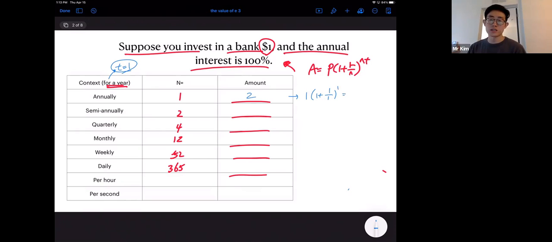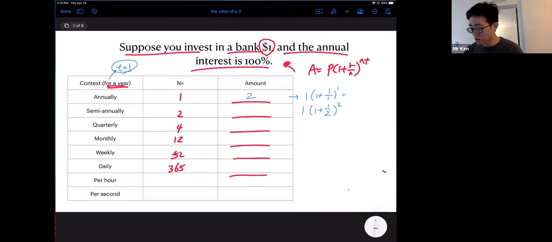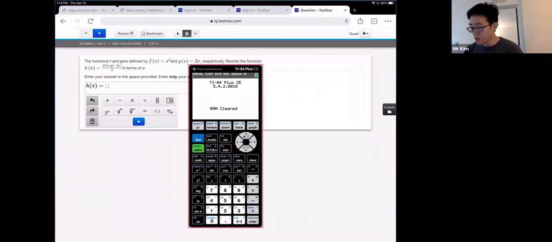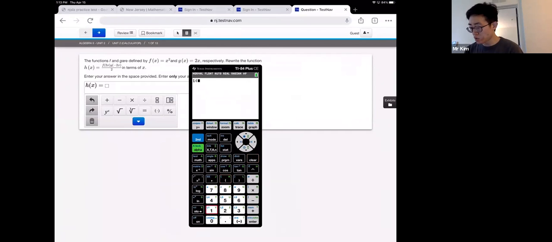Now, let's say that you're trying to do this semi-annually. So you're taking the principal times (1 + 1/2), because now the end value is 2, to the power of 2. Now, it's going to be tedious to type this in every single time. So what I'm going to do is use the calculator and just use the store button to my advantage. So the question was 1 times (1 + 1/x) raised to the power of x. The reason why I'm saying x is because that is the end value, and time is already going to be 1, so I can just do that.